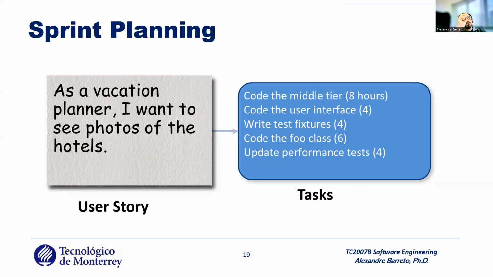In this sentence, we have a who, a vacation planner, and a what, see photos of the hotels, but I miss the why. Still, it is the user story, and you need to transfer this user story into a list of tasks: code the video tier, code the user interface, write the test features, code the full text, update the performance test.